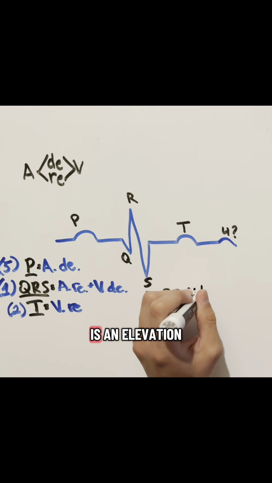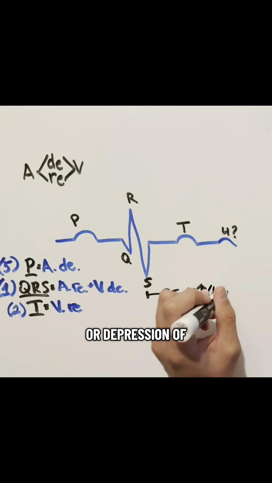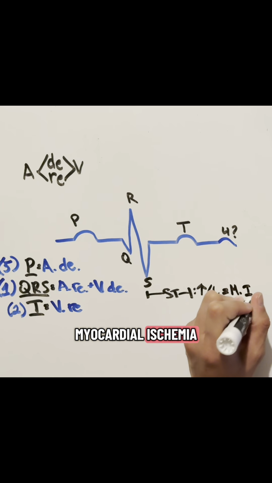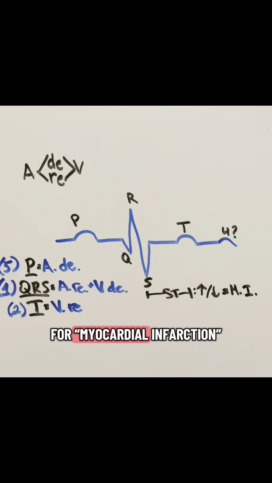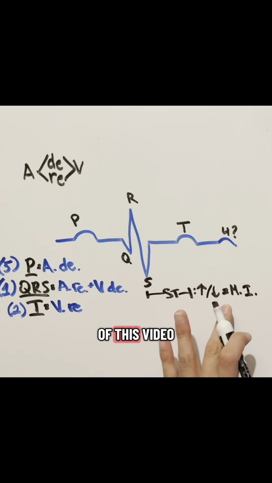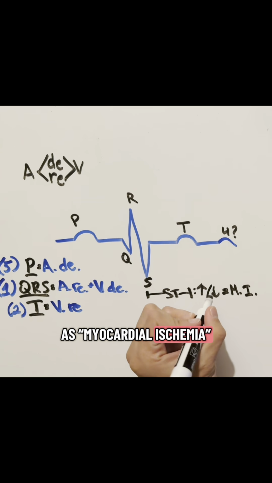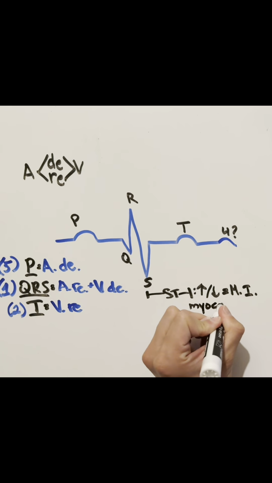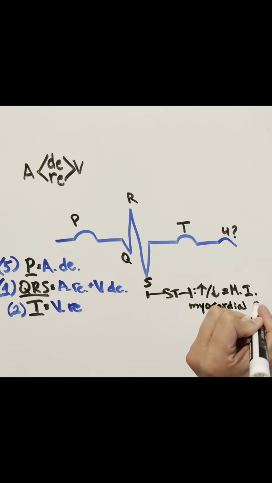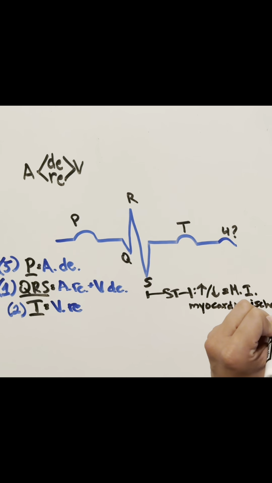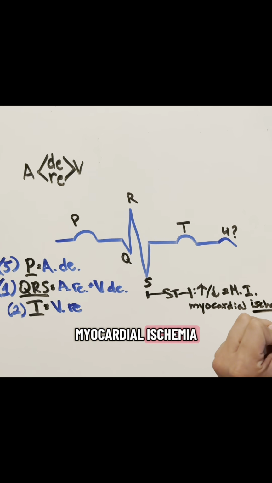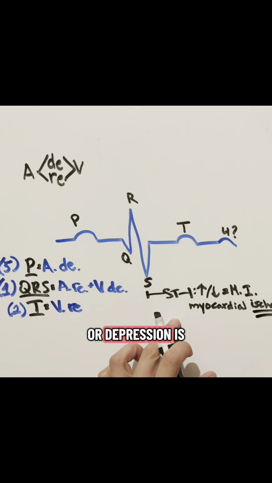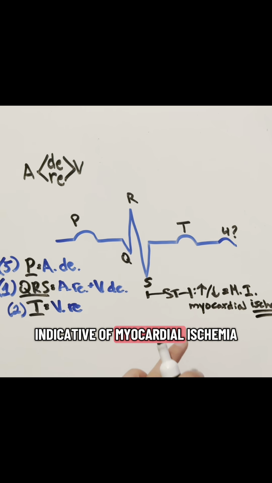Now an elevation or depression of this segment is indicative of myocardial ischemia. Now MI typically stands for myocardial infarction. For the basis of this video, I'm using MI as myocardial ischemia. I'm just going to go ahead and write that out to avoid any confusion. Myocardial ischemia. ST segment elevation or depression is indicative of myocardial ischemia.